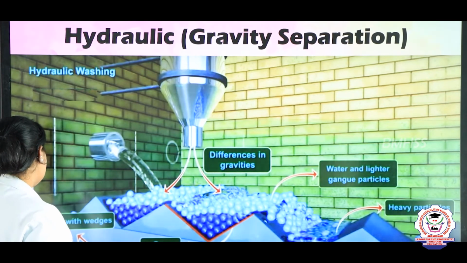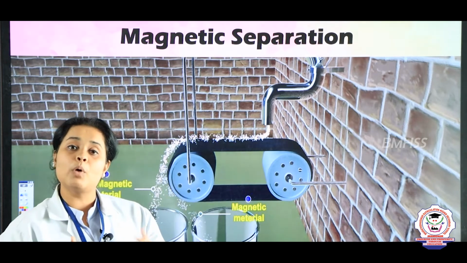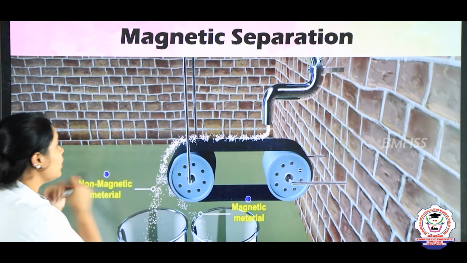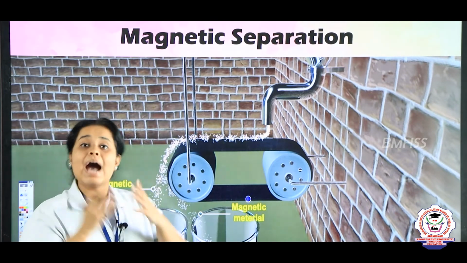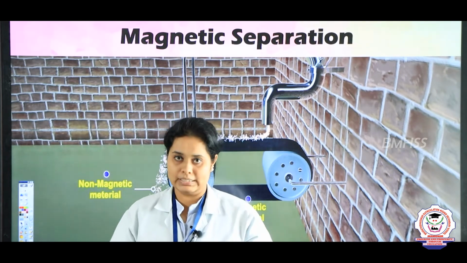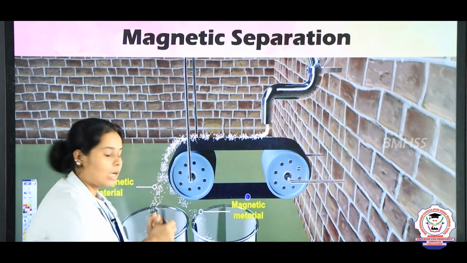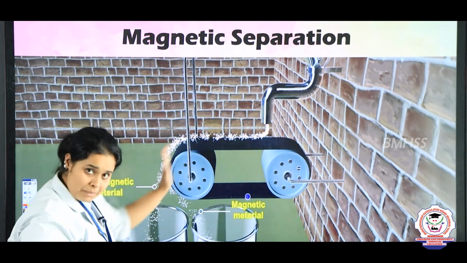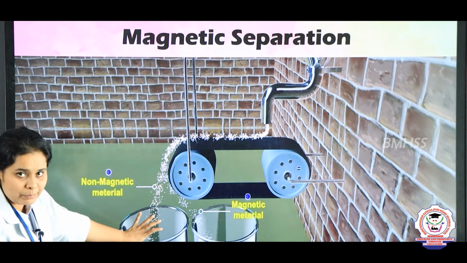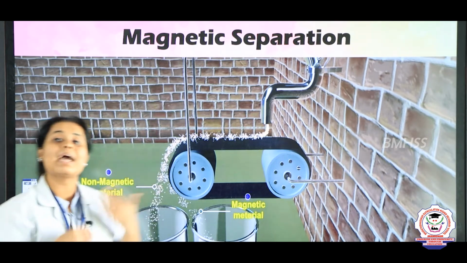The second process is magnetic separation. Magnetic separation depends upon whether a substance is magnetic or non-magnetic. For example, if I have iron oxide, in that the iron is magnetic, but the oxygen is not magnetic. So when the substance is coming down, the magnetic substance will be attached to this magnetic belt, and as it rotates, the non-magnetic substance will come into one beaker and the magnetic substance will come into the second beaker. This way we can do the magnetic separation.